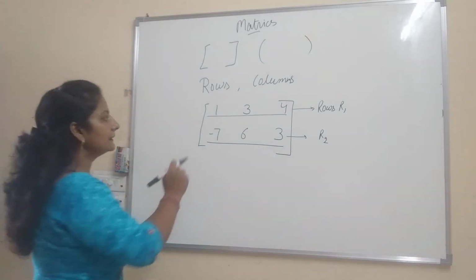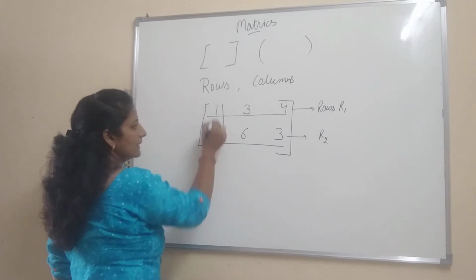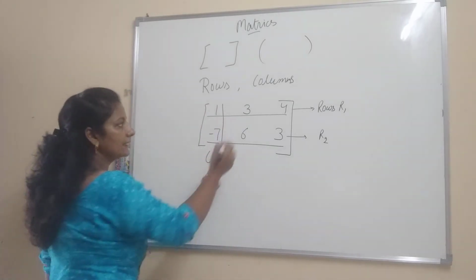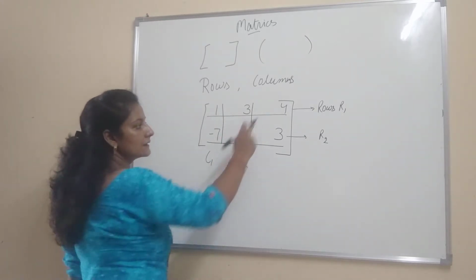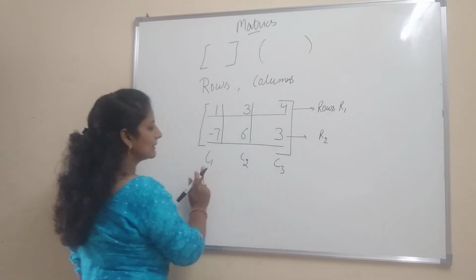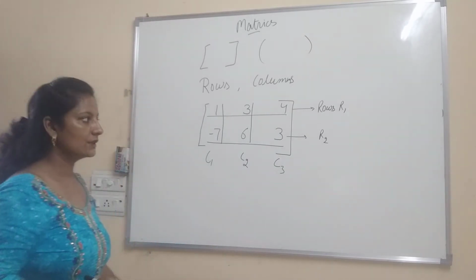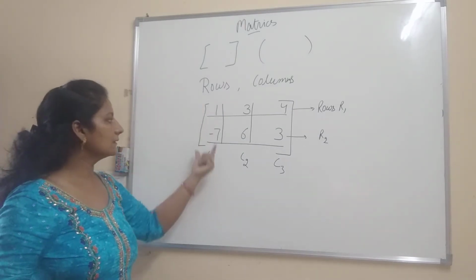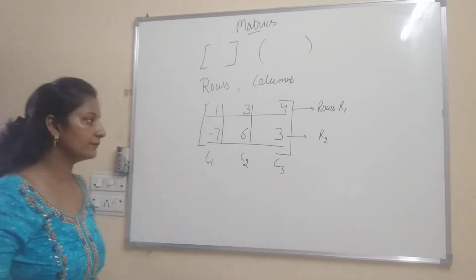The next thing is columns. Columns are like this arrangement. 1 and 7 is column 1, we mark it as C1. This 3 and 6 is C2, and this 4 and 3 is C3. It means column first, column second, column third. This is row first and row second, and in this form, column first, column second and column third.